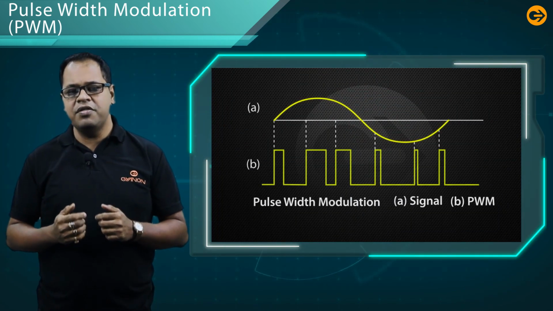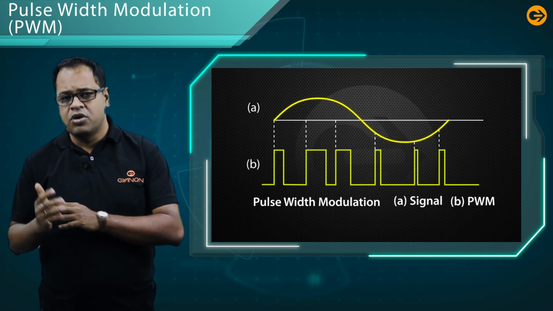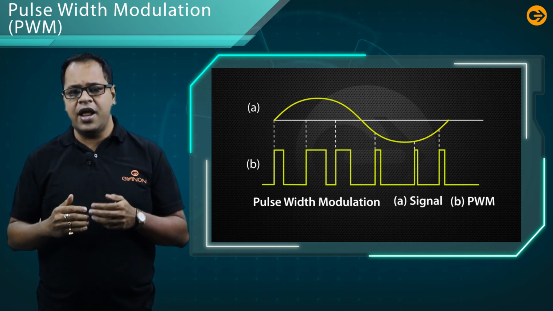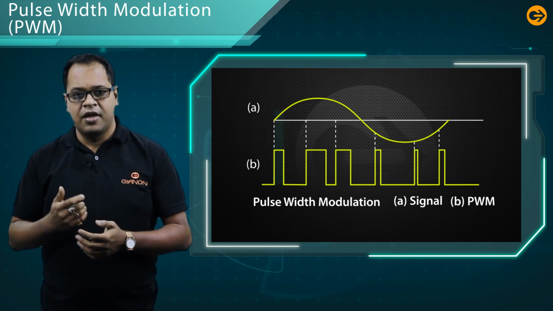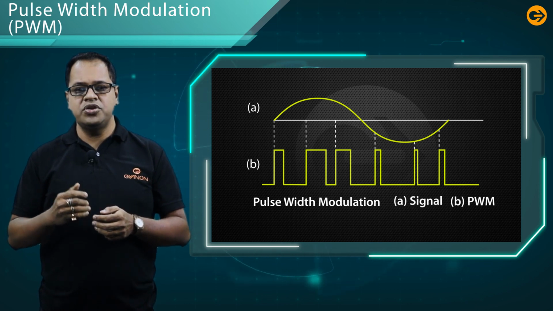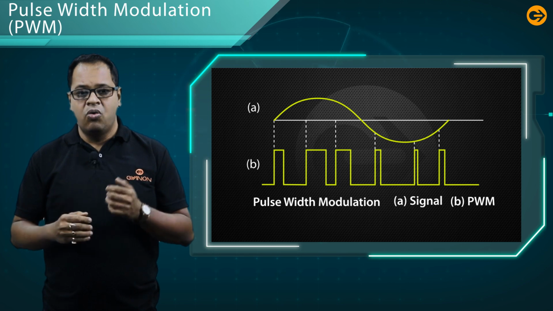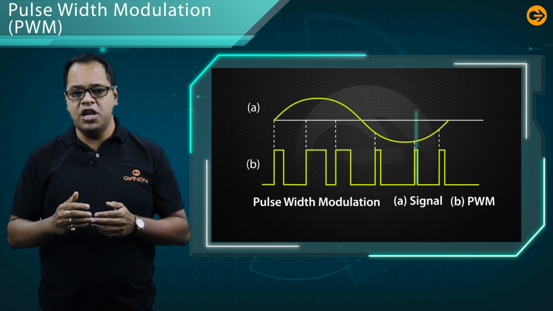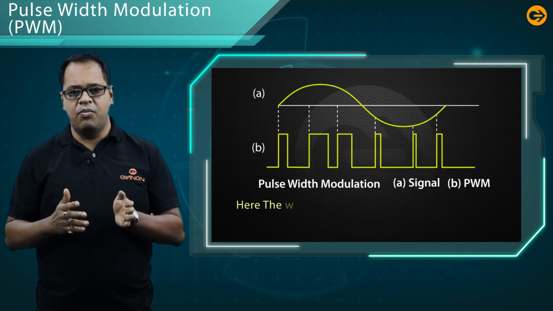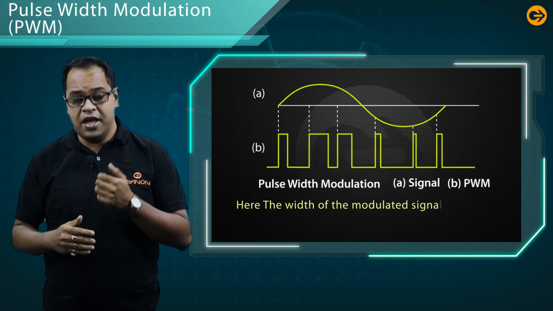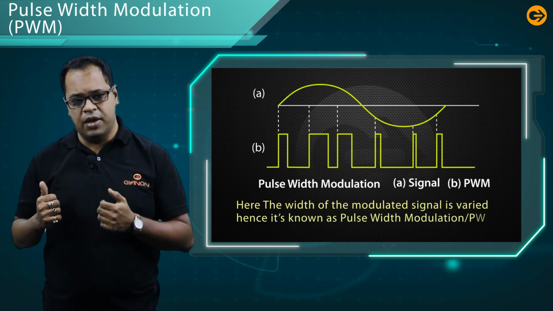In this case, a sinusoidal message signal is transformed into pulse width modulation. When the sinusoidal signal amplitude is minimum, the width of the pulse is less. When the sinusoidal signal amplitude is maximum, the width of the pulse is high. When the amplitude is minimum again, the width of the pulse is less. Here, the width of the modulated signal is varied, hence it is known as pulse width modulation or PWM.